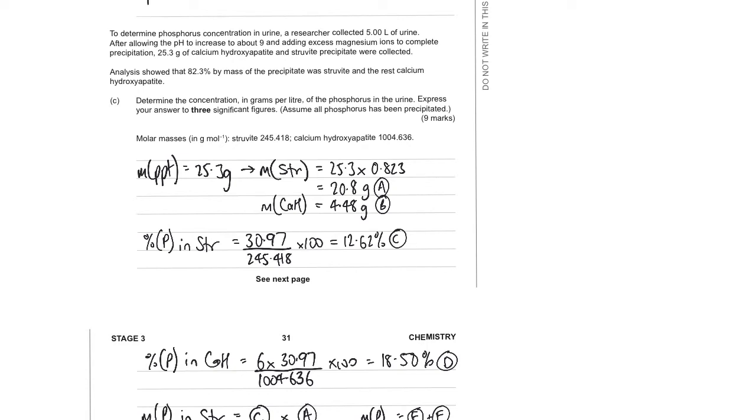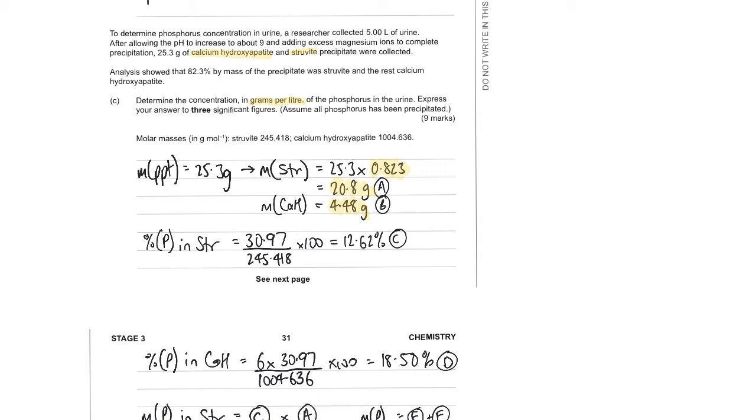Now, there's a number of different ways to do this. I've chosen to go by percentage composition. The idea is that the calcium hydroxyapatite and the struvite are part phosphorus, part everything else. So if I can work out the percentage of phosphorus in these two substances, I can work out their masses, and then I can work it out in grams per liter, especially because it didn't ask me to work it out in moles per liter and instead asked for grams per liter. I might as well stay in grams. So first of all, I applied the 82% to the struvite, and I got that mass of struvite and that mass of calcium hydroxyapatite. All right, that's the first part.